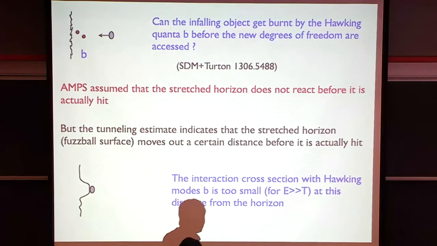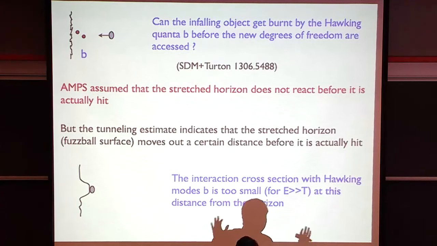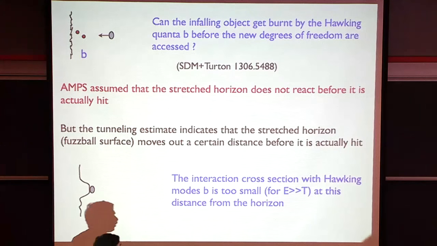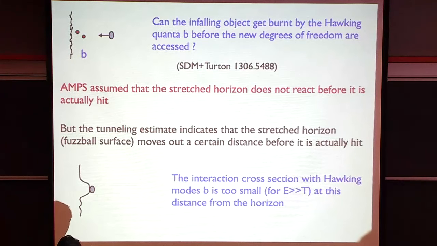The rest of us have no idea what this is. Let me try to summarize the discussion we had over email. The point was, whatever we said here shows that the AMPS argument will be bypassed for E much bigger than T and M much bigger than M Planck. To me, those are just obvious assumptions. E much bigger than T is part of the discussion. M much bigger than M Planck defines a good hole for me. And then Don was asking, how much bigger does M have to be compared to M Planck?